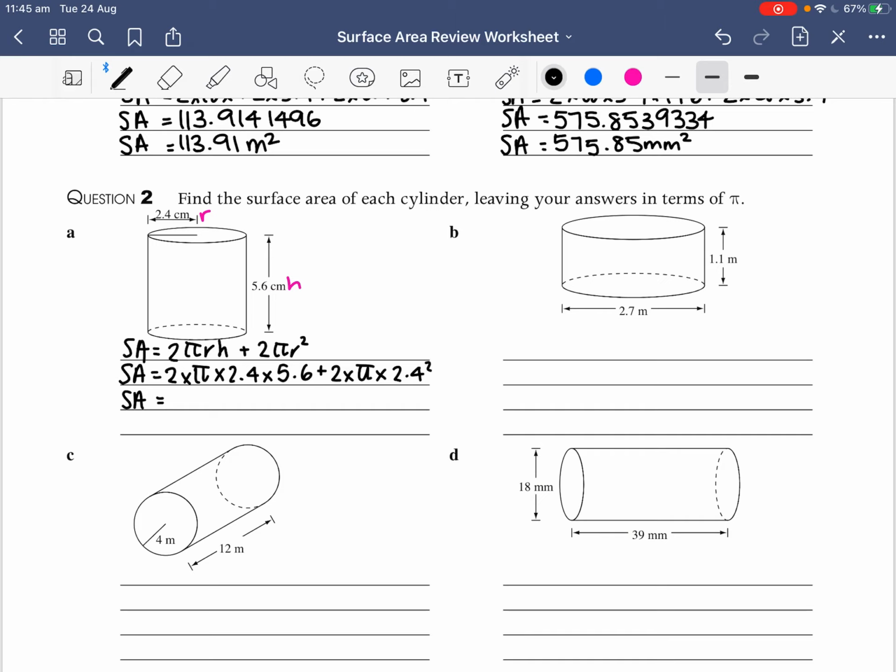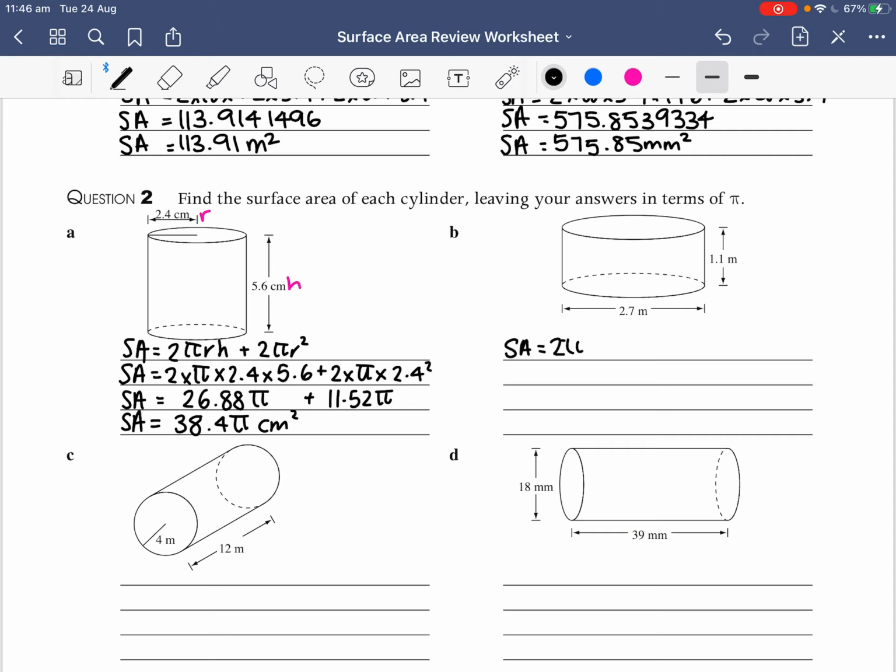So we just go 2 times 2.4 times 5.6, which equals 26.88 pi, plus we then just go 2 times 2.4 squared, which is 11.52 pi. We add these together, so we add our 26.88 plus our 11.52 to get that our surface area is 38.4 pi centimeters squared. So we just leave it in terms of pi. We have our pi in our answer, so we don't actually press the pi button on our calculator.